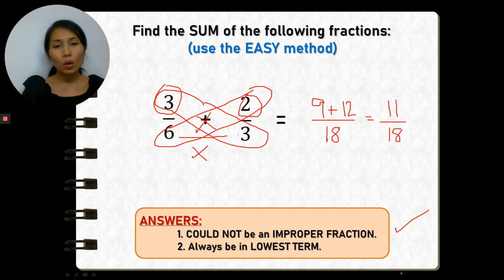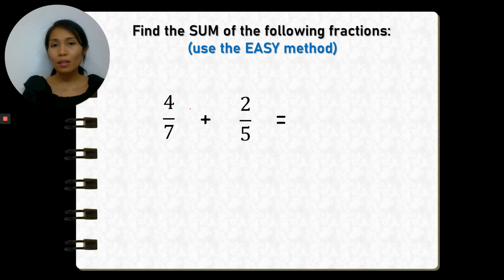Is it in lowest term? Okay, let's see. Can we find any factors to divide both numerator and denominator? There's no more factors to divide them. Then that means that is in lowest term already. Now let's try another one using the easy method, the cross multiplication.